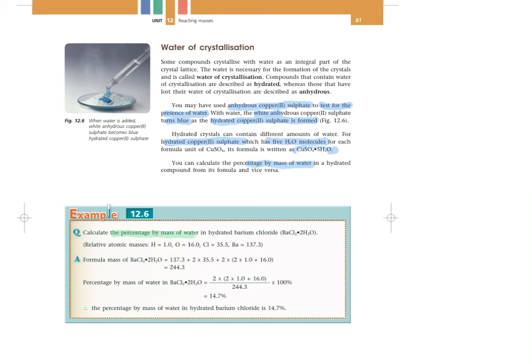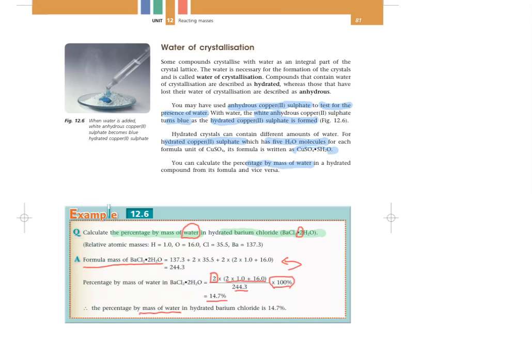Calculate the percentage by mass of water in hydrated barium chloride. The formula is provided. According to the previous equation, we choose the number of water molecules, not atoms, because they ask for the water. So the number of water should be 2, right? Use 2 water molecules in the whole compound, times the relative molecular mass of water, which is 18, divided by the total formula mass of this hydrated compound, and then times 100%, and you can get the percentage by mass of water in this compound. Not really difficult, this part.